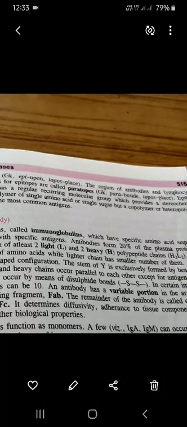So what are antibodies? They are glycoproteins. Anti means against, body means body. They are glycoproteins called immunoglobulins which have a specific amino acid sequence by which they can interact with specific antigens.